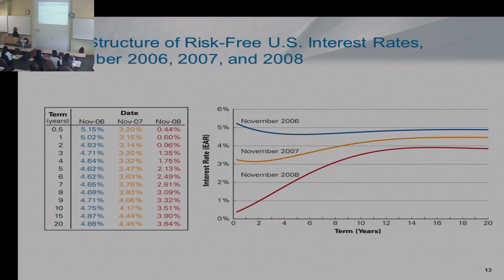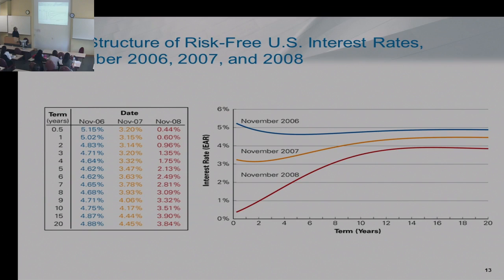Let's look at the term structure of risk-free US interest rates. November 2006, that's the blue line. The term structure was sloping down. In November 2008, the term structure was sloping up. A 1 year bond in November 2008 was yielding 0.6%. A 1 year bond in November 2006 was yielding 5%.